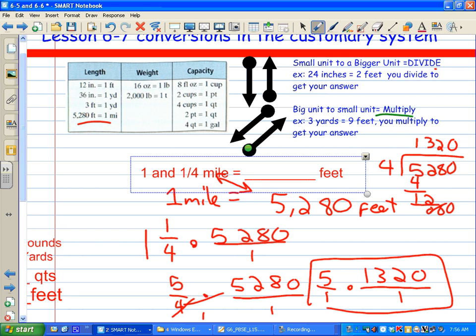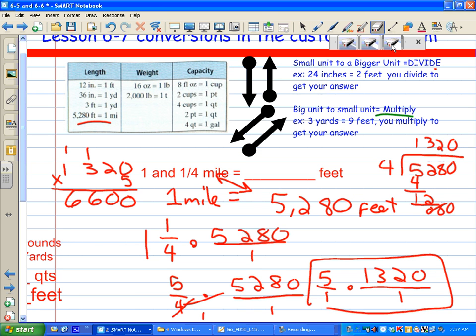So I have to do 5 times 1,320 now. Oh my gosh, these are complicated. But what do you expect? You're going from miles to feet. So 1,320 times 5. I get 0. 5 times 2 is 10. Carry the 1. 5 times 3 is 15, plus 1 is 16. All right. 5 times 1 is 5. Plus that 1, I get 6,600 feet. Wow. Well, that's about what I would expect. So 6,600 feet is my answer for this particular problem.